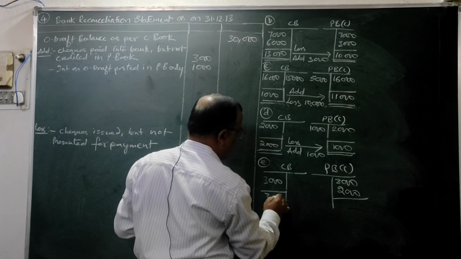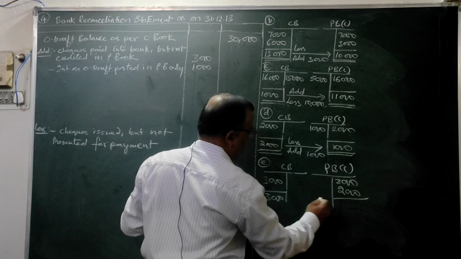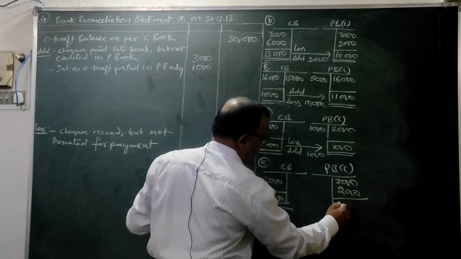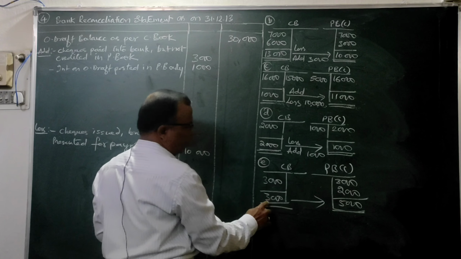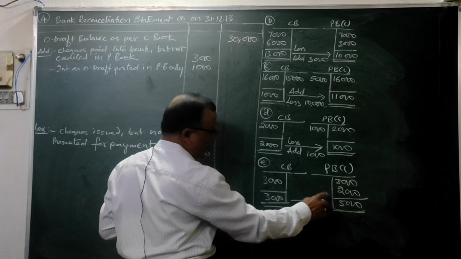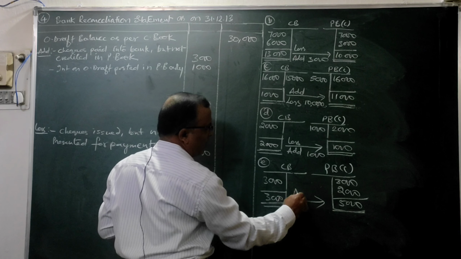So the cash book will be showing 3000. The passbook will be showing how much? 3000 plus 2000, it will be showing 5000. So what should we do? This 3000 should be converted to 5000. So to this 3000 ordinarily we should add.